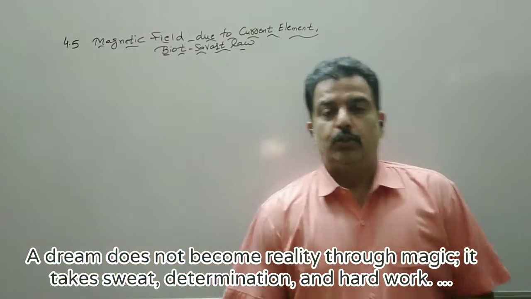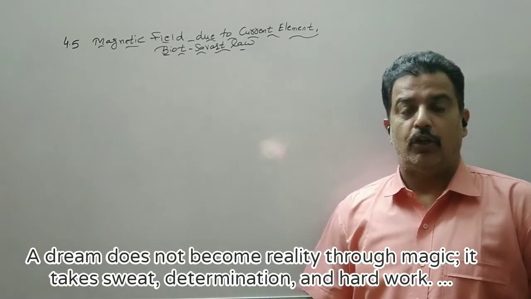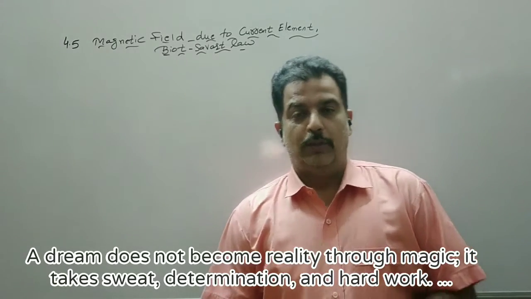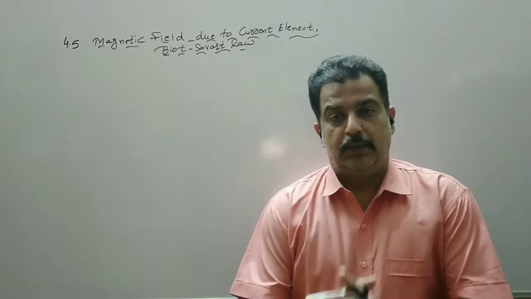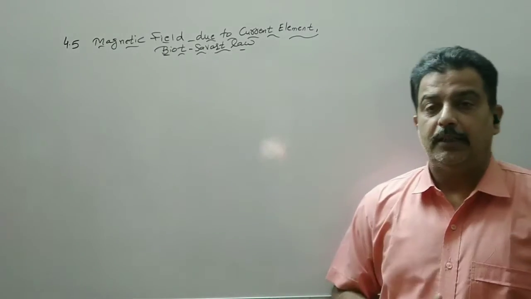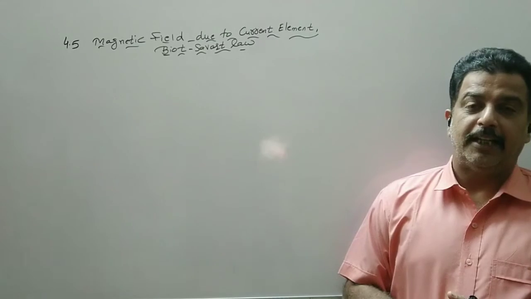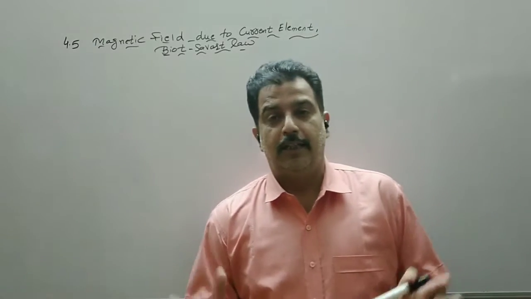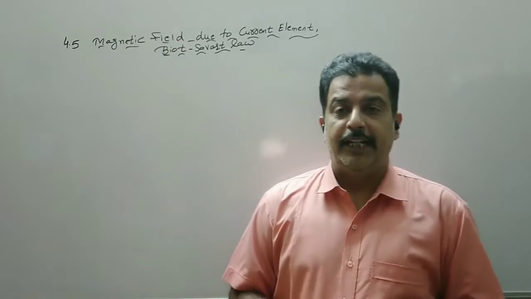Hello students, today we will do the magnetic field due to current element, that is the Biot-Savart law. Now in chapter 1 we have studied Coulomb's law. Coulomb's law was used to find out the force acting on the charges kept at some separation r. Now in this topic we will try to find out the magnetic field intensity due to a current carrying element or due to a current carrying conductor. So this Biot-Savart law is a relation between the current and the magnetic field intensity.